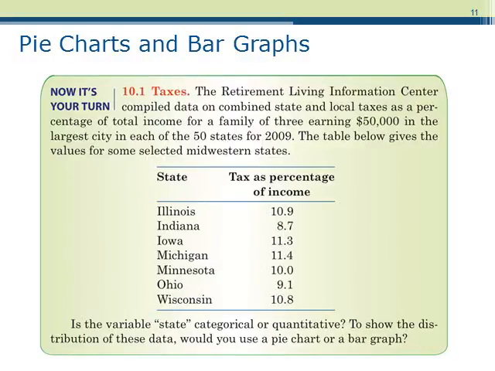Now you try one. The Retirement Living Information Center compiled data on combined state and local taxes as a percentage of total income for a family of 3 earning $50,000 in the largest city in each of the 50 states for 2009. The table below gives the values for some selected Midwestern states. Is the variable state categorical or quantitative? Also, to show the distribution of these data, would you use a pie chart or a bar graph? So pause the video and unpause when you're ready for the answer.